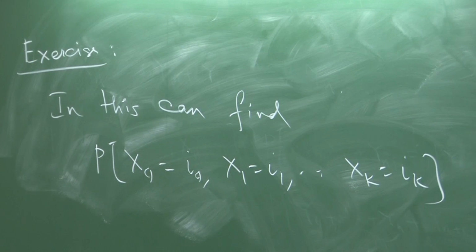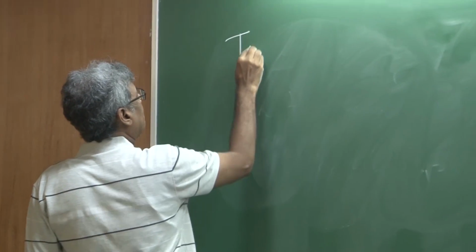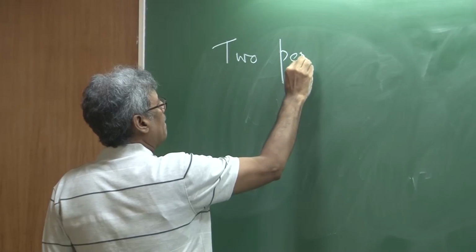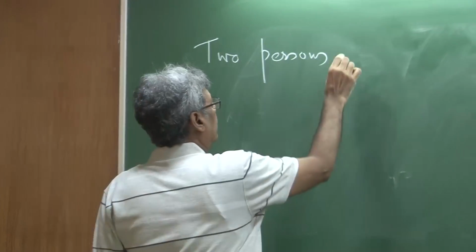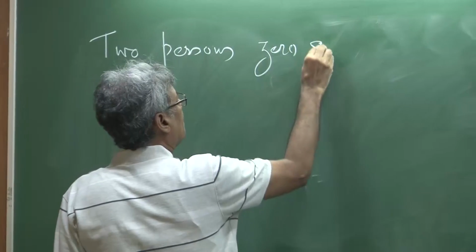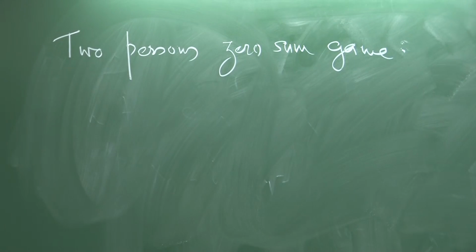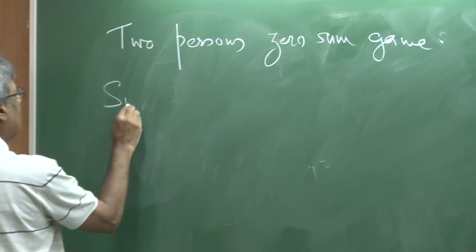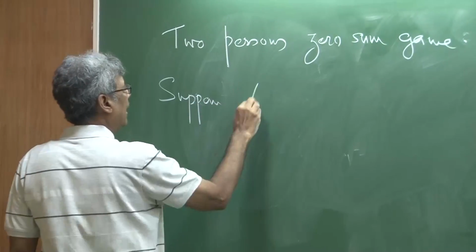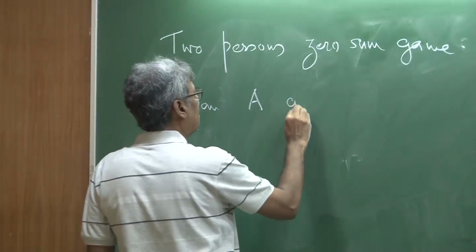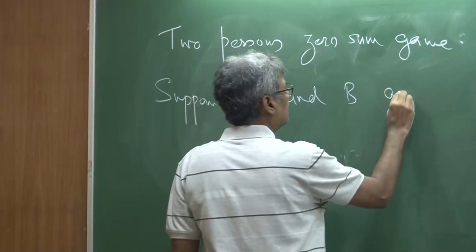Let us move to another example, which is an interesting one. It is a game theoretic problem. Suppose there are two players, it is a two persons zero sum game. Suppose A and B are two players.